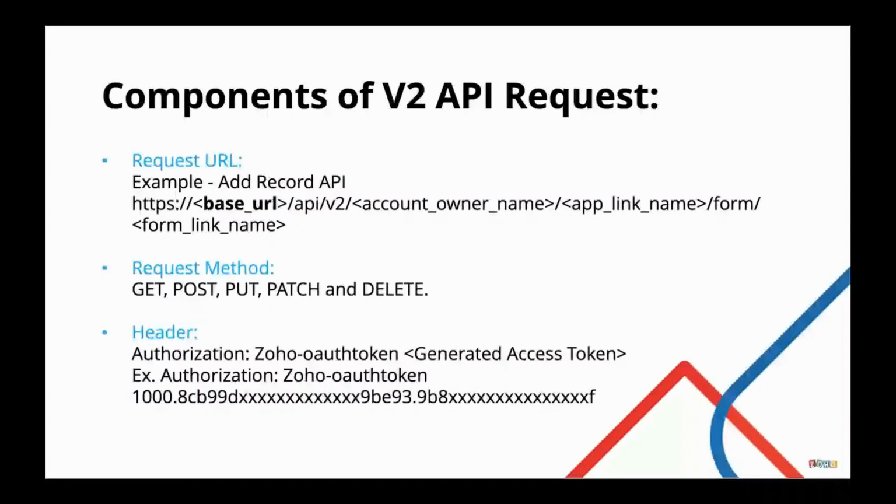And lastly, the header. You need to pass the authorization, that is the access token, concatenated with the Zoho-oauthtoken string. Concatenate the generated access token with the Zoho-oauthtoken string, and this needs to be passed in the header for the parameter authorization. You can see an example over here. This is how you need to pass the generated access token in the header for the authorization parameter. These are the three important factors that need to be created to create a successful API request.